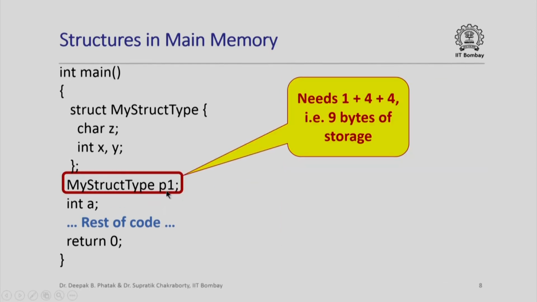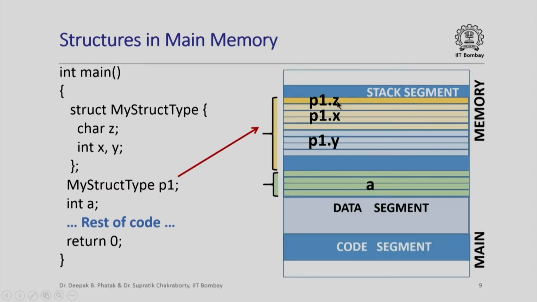Now how much storage do we need for the variable P1? If you look at the definition of my struct type, you will see that I need 1 byte for the member z and 4 bytes each for the members x and y. Therefore I need a total of 9 bytes of storage. Once again, this being a local variable of main, storage for this will be allocated in the activation record for main, which will be stored in the call stack which resides in the stack segment. So in the stack segment I will have storage for P1, and in that storage I will have a byte reserved for P1.z and 4 bytes each reserved for P1.x and P1.y.